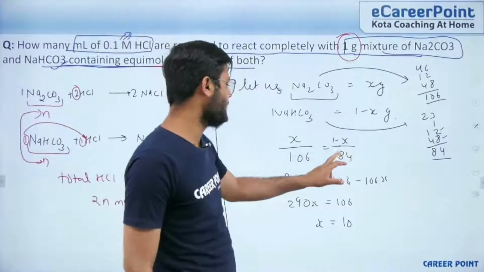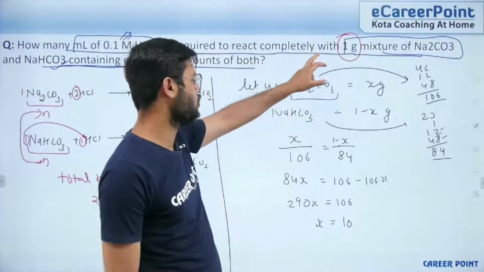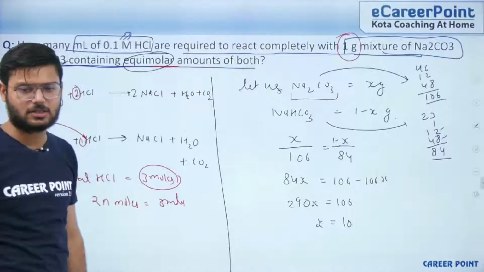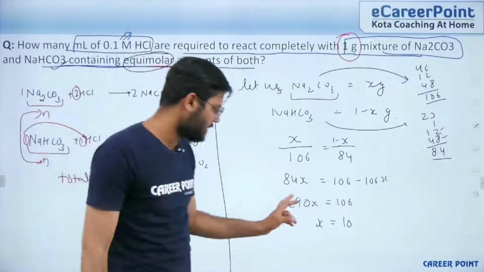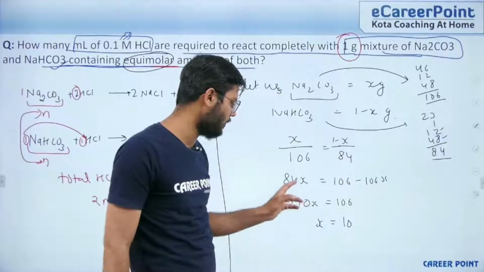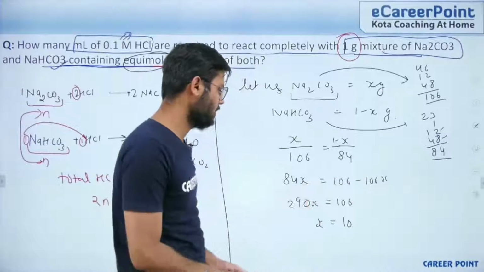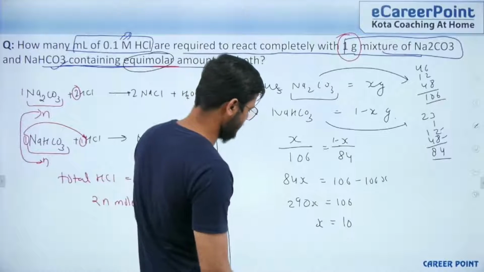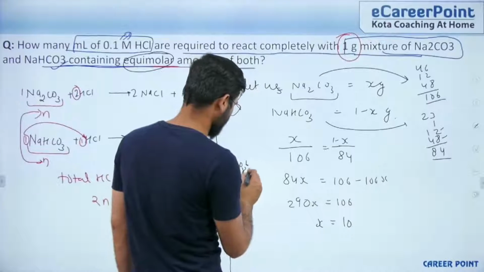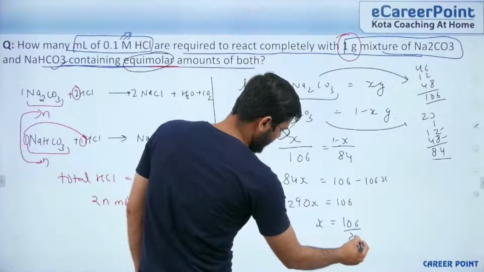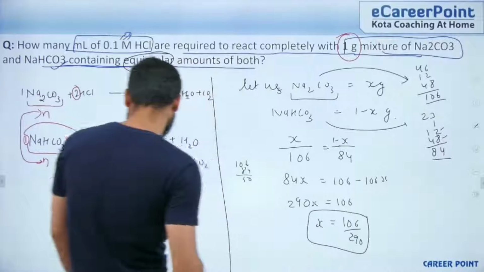The number of moles by this and the number of moles by this are going to be equal because we have equimolar amounts of both in the solution. So just solve it. Can you tell me the calculation? Can you let me know the answer? What is the value of x by solving it? Let me know. So you can just add it. Okay, so it will be 106 upon 290. Okay, this is the value of x.